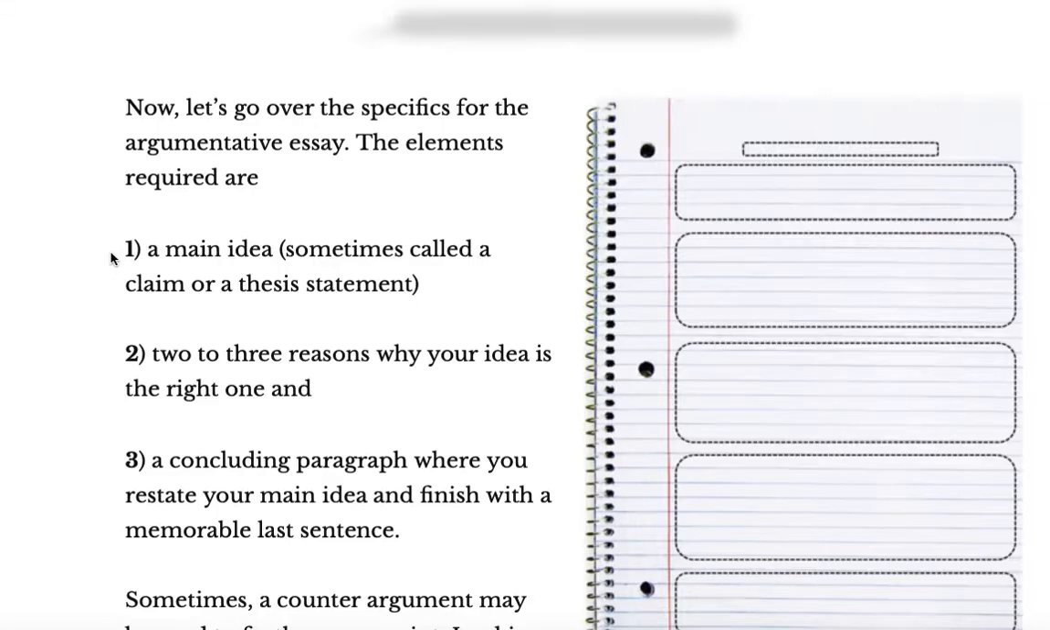Sometimes it's called a claim or thesis statement, and a smart place to put your personal opinion or main idea would be at the end of the first paragraph. So right about here. You then need 2 or 3 reasons why your idea is the right one. You place those, of course, here and here.